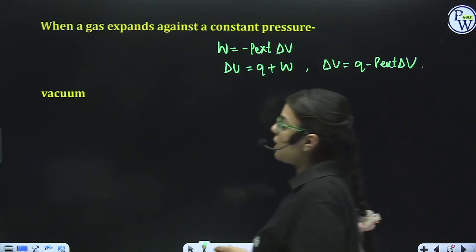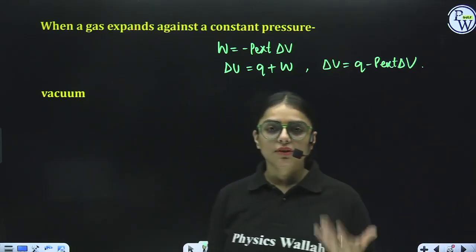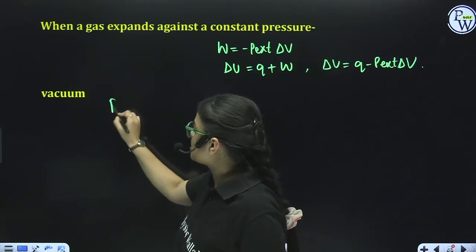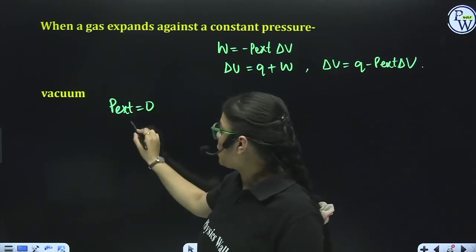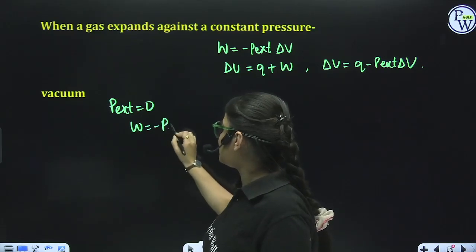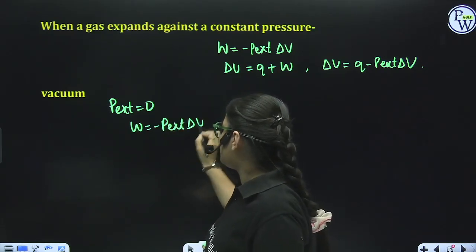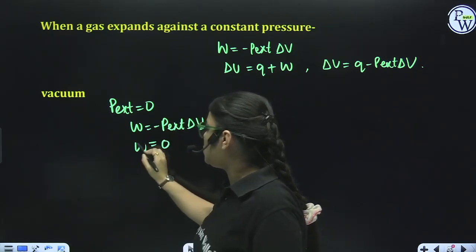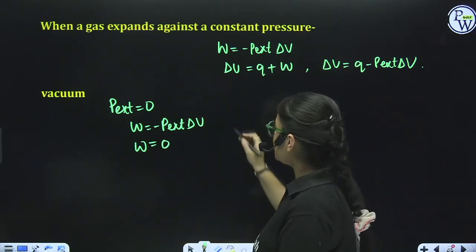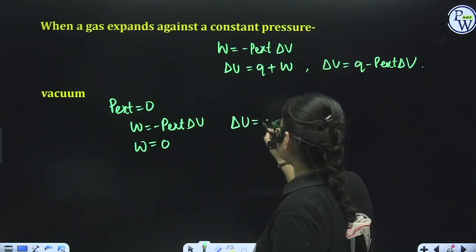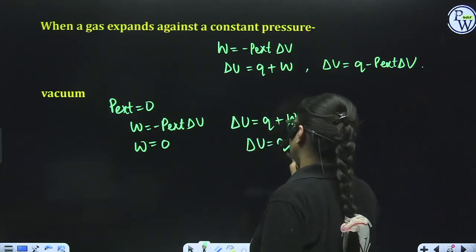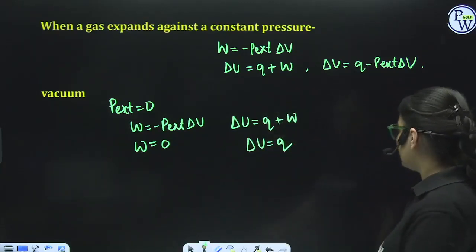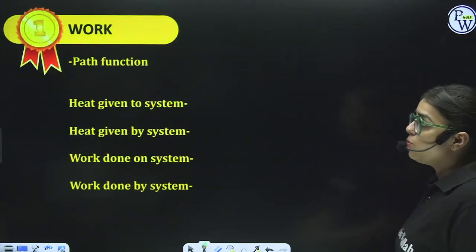Now comes the case of vacuum. Whenever we are talking about vacuum, pressure external is going to be 0. If pressure external is 0, what will be W? W is minus P external delta V. If P external is 0, W comes out to be 0. If W is 0, we very well know delta U is Q plus W, so internal energy will be equivalent to Q. Very simple, easy. Let's move on to the next part.